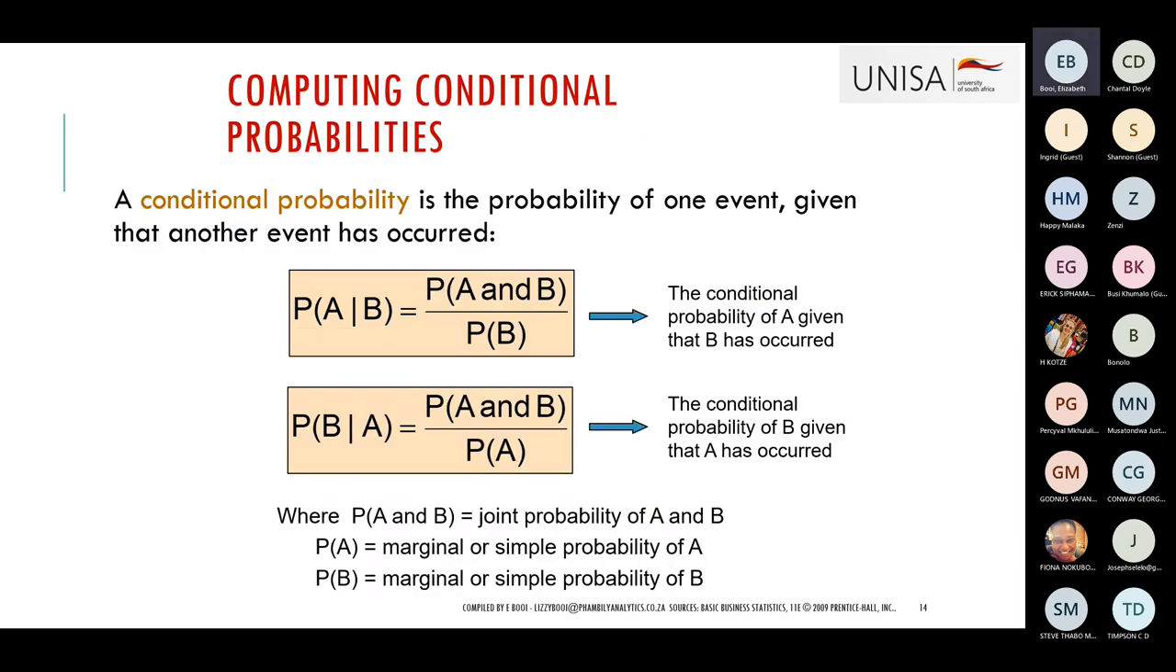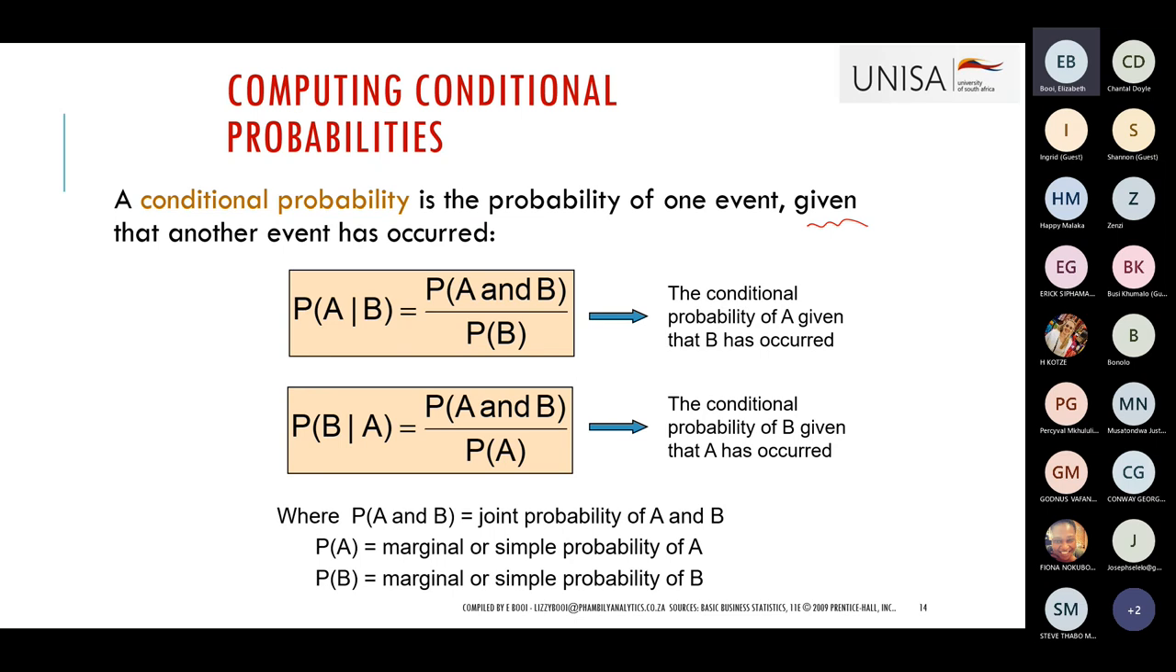We also have conditional probabilities, that is the probability of A happening given that B has already happened. The key word here is the given part. That is given by the probability of A and B divided by the probability of the given event, which is B. So the conditional probability of A given B is the joint probability of A and B divided by the probability of B, and vice versa.